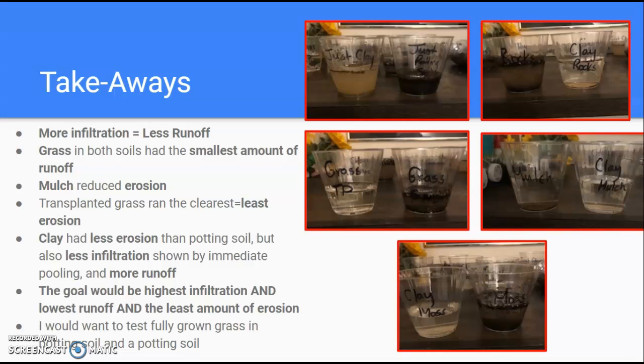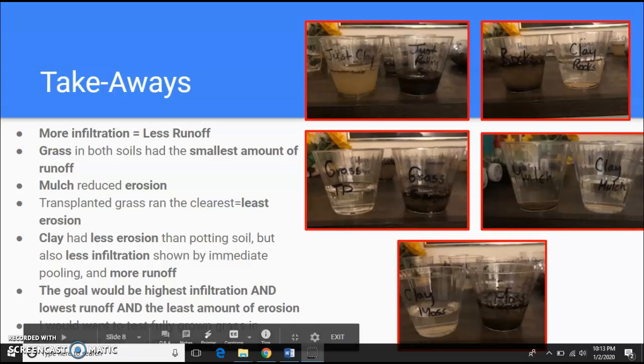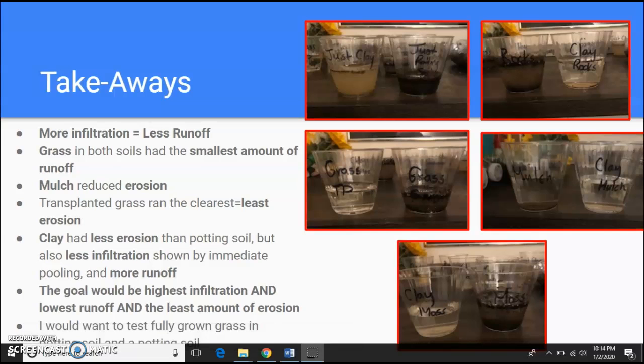The goal would be the highest infiltration, lowest runoff, and the least amount of erosion to be able to help the watersheds and to help flooding trouble. So what I'd want to test is fully grown grass in potting soil. By doing that, I'd hope to see less erosion in addition to higher infiltration and lower runoff than seen with the grass that was grown in the clay soil.